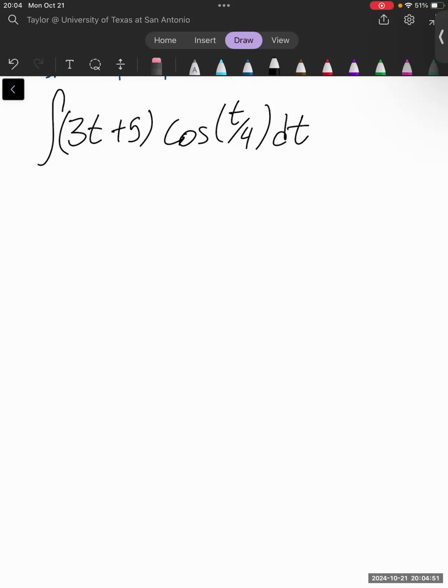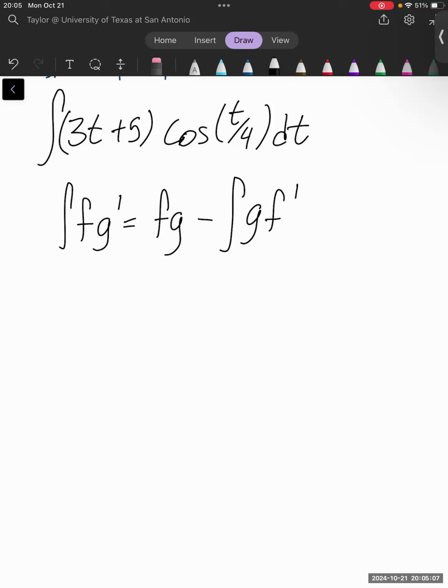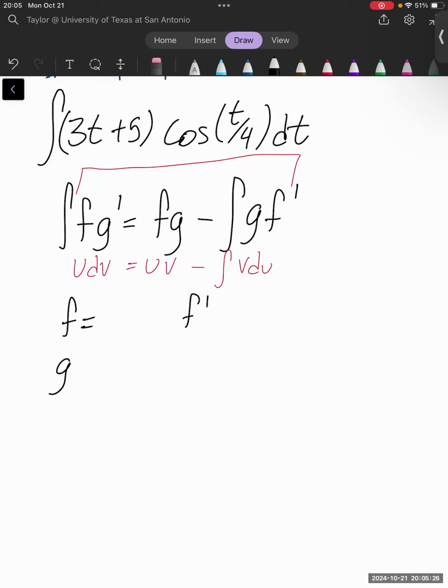So we know the integration by parts formula is given by the integral of f g prime equals fg minus the integral of g f prime, which you probably would have seen as u dv equals uv minus the integral of v du, but I prefer this notation because now I can make my little chart with f prime and g prime, and we can go ahead and start filling this in.